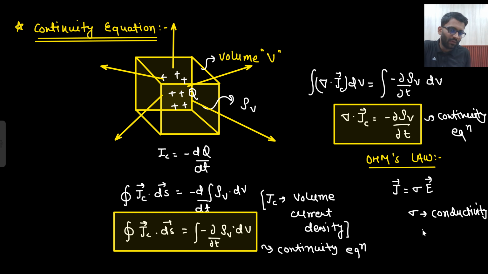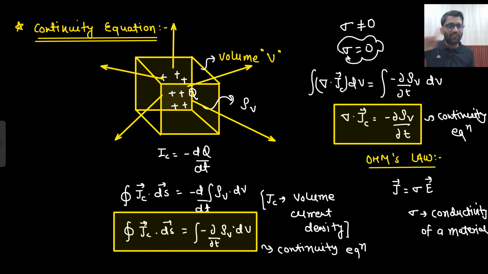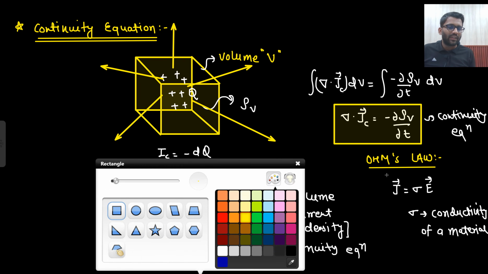What do you mean by conductivity? Conductivity is the ability of the current to flow. So in a material, if current can flow, then sigma will be non-zero. If sigma is 0, that means there are no free charges and current cannot flow. In a perfect insulator there will be no current, so sigma has to be 0. And if sigma is non-zero, that means current can flow through that material. So J equals sigma E is known as Ohm's law.